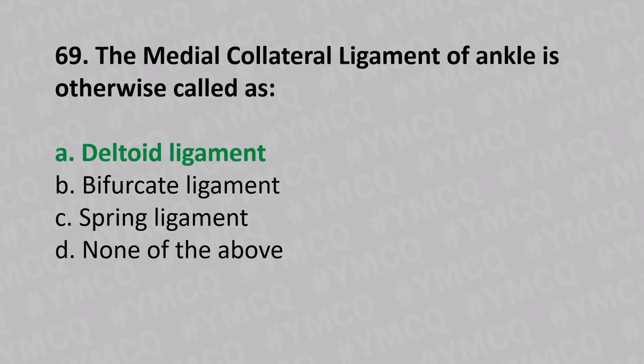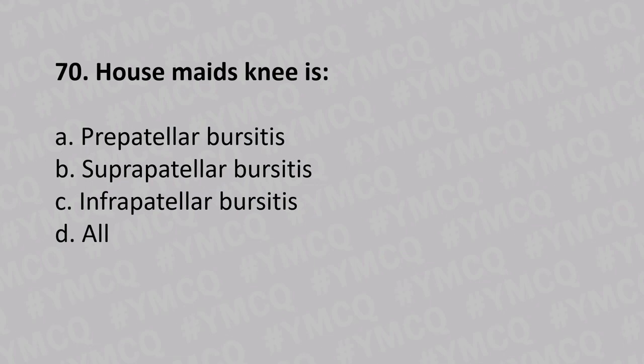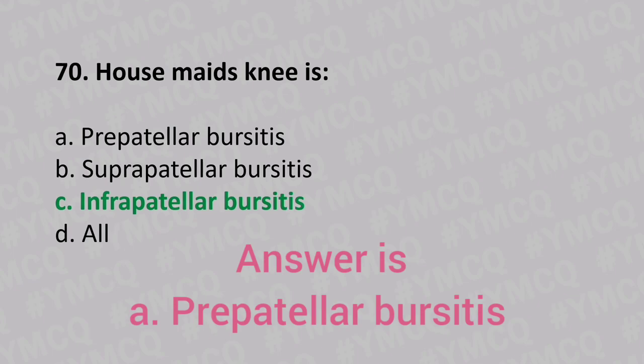Housemaid's knee is: option A, prepatellar bursitis. Option B, suprapatellar bursitis. Option C, infrapatellar bursitis. Option D, all. And the answer is option C, infrapatellar bursitis. Moving to our 71st question.